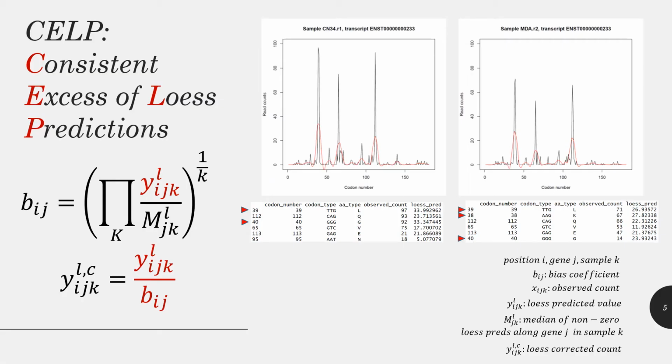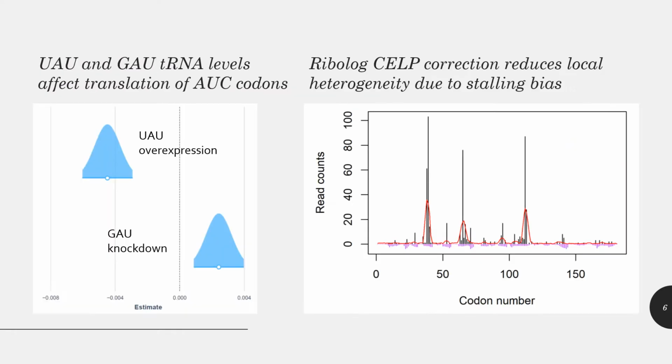We introduced the Kelp method for calculating stalling bias coefficients and debiasing the RPF counts. Applying it to real datasets, we have shown that the Kelp bias coefficients correctly capture the dependence of translation rate on tRNA abundance. We have also shown that Kelp corrected RPF counts are much more evenly distributed along the transcript, as demonstrated by the purple bars on the plot to the right.